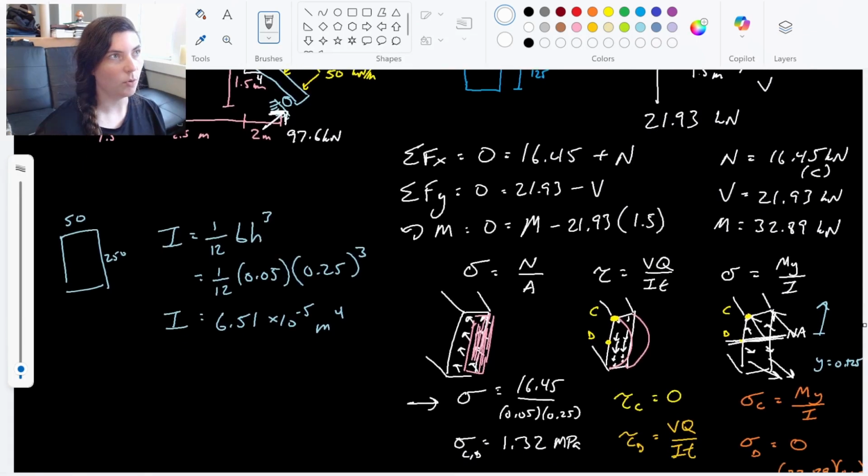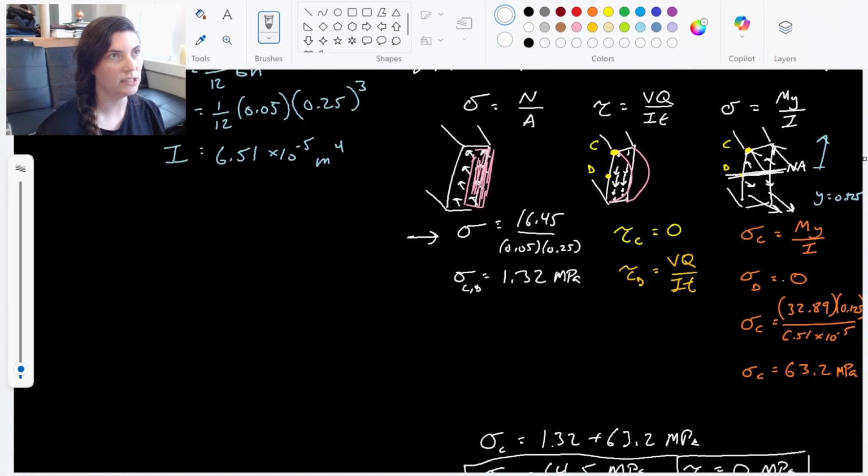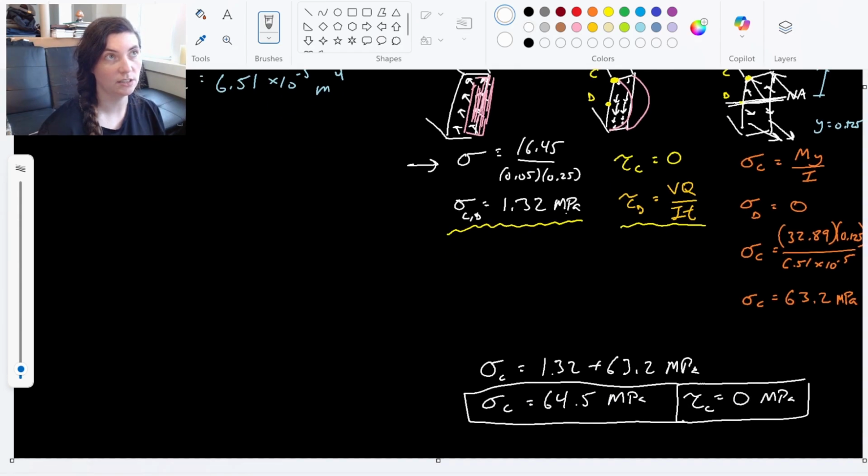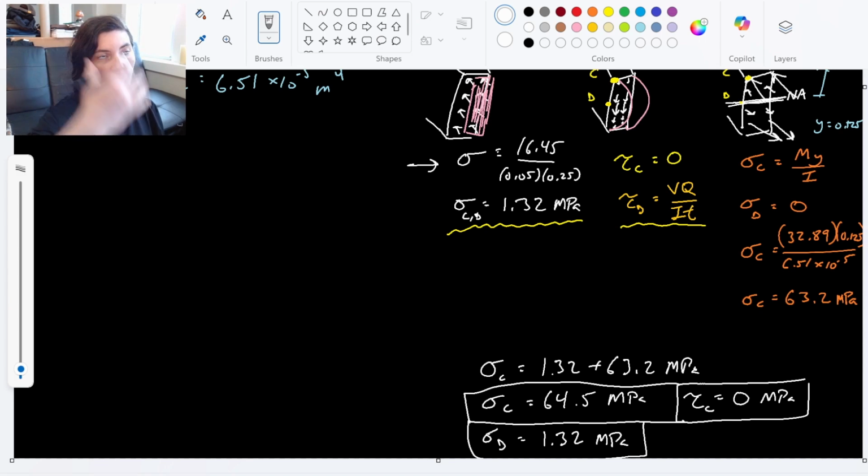So let's finish out our point D then. So at D, I'm going to have this guy, and then my moment is 0. So I actually don't need him. So what this means is that I actually already have my normal stress component for D, right? Normal stress at D is just 1.32 megapascals. There's no bending moment there. So it's only that normal stress that is constant through the whole face is there at D.